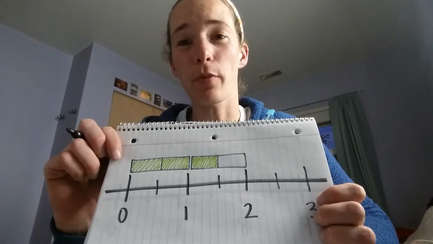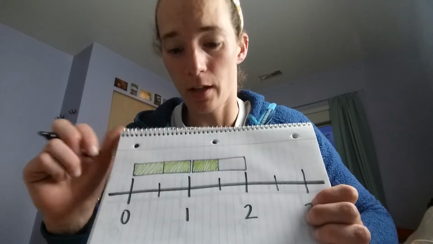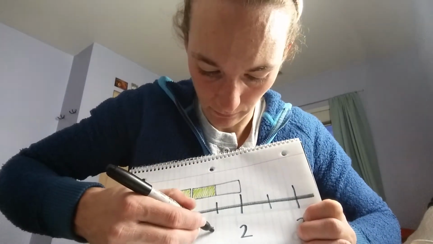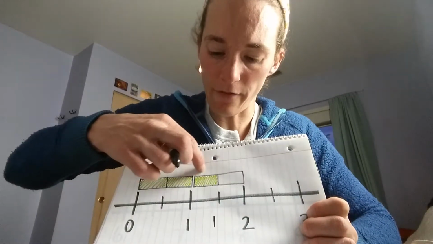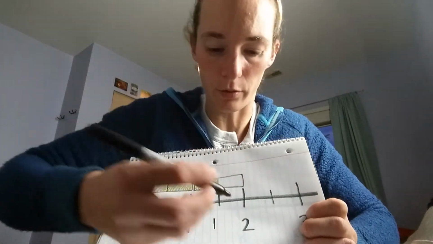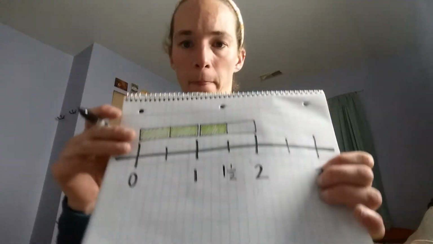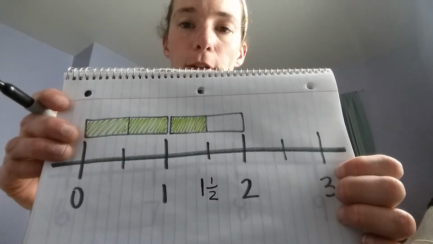So this is when we would write what's called a mixed number. So first I write my whole number. I have 1 whole. And then I have 1/2 more than 1 whole. We would say 1 and a half. So that's how I would put that on my number line.